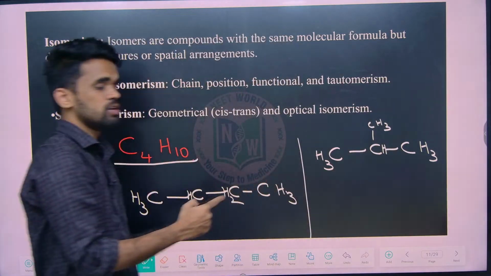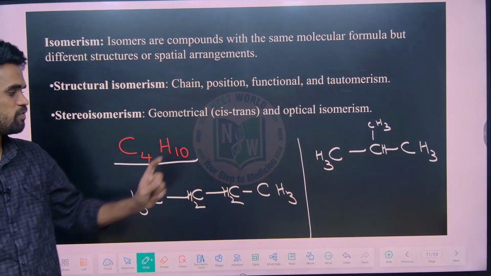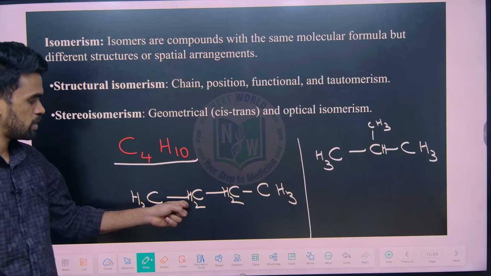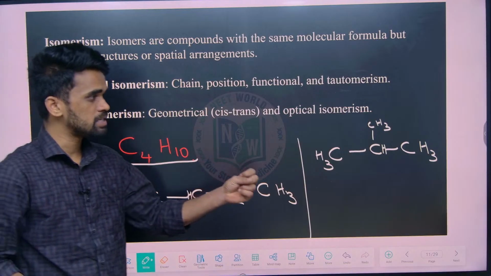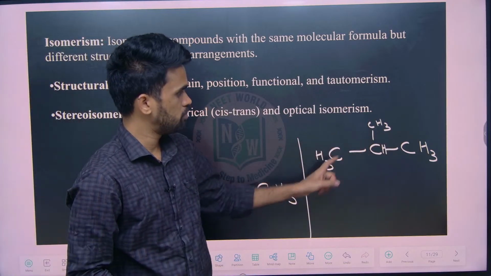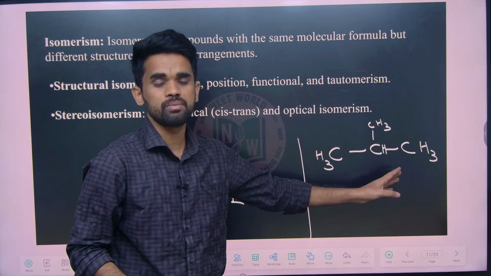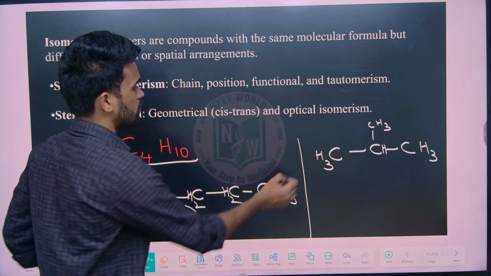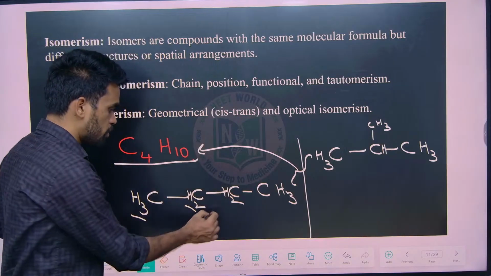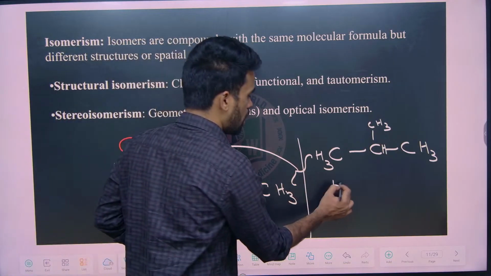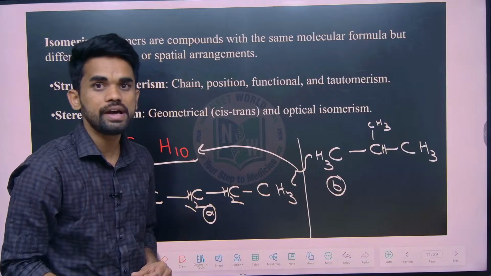Have you observed? Both of them have the same chemical formula. How many hydrogens? 3 plus 2, 5 plus 5, so 10 hydrogens and 4 carbons. Here also 4 carbons, and 9 plus 1, 10 hydrogens. So both have the same formula now. So it means compound A and compound B are called isomers. What are they called? Isomers.